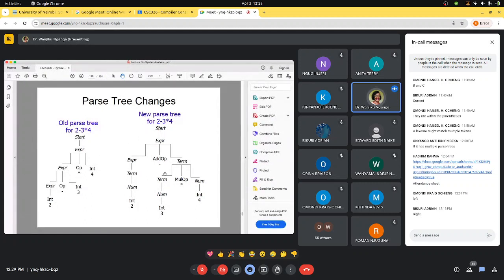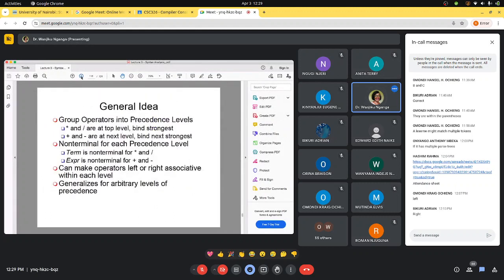But in this case, start goes to expression, and we're saying expression add op term. So before you can do add op, you must do mulop, which means you first have to do times, and then the result of the times is the operand for the add op operator. Okay, so now it is non-ambiguous, which is what we wanted. So I think that should help you figure it out.